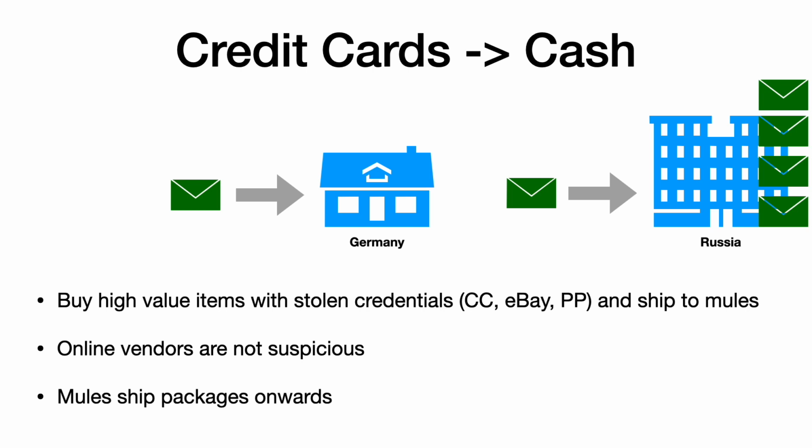So for the next stage of the process, the criminal ups the ante and starts shipping high value items. And these are bought with stolen credentials. They might be stolen credit card credentials, or maybe someone's eBay account has been compromised or someone's PayPal account. And these high value items are shipped to the mules. And again, the online vendors aren't suspicious. There's nothing unusual about this. So this might be Apple watches or cameras, things that are bought online but cost some money. And the mule then ships these packages onwards.